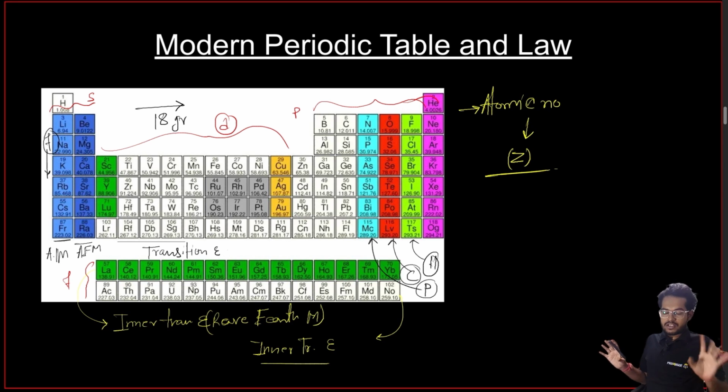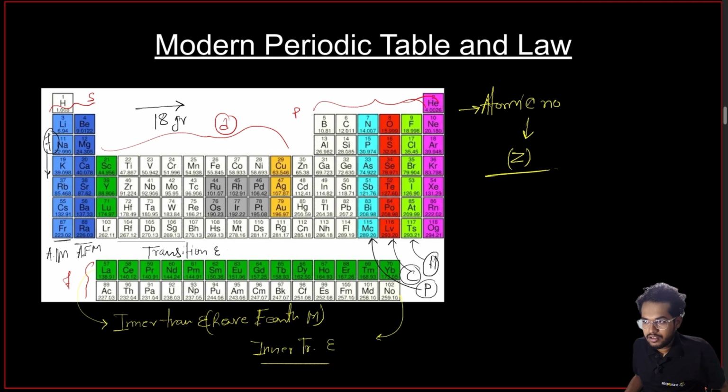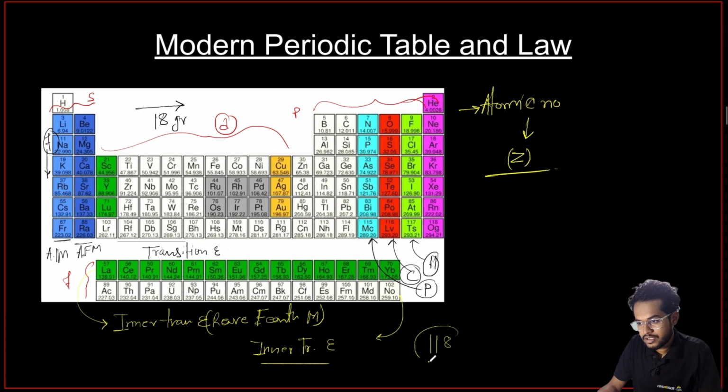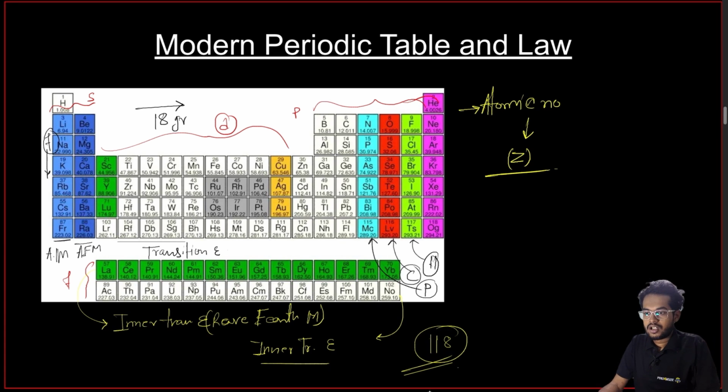Okay, so this is the overview of our modern periodic table and how it is formed, and let's look a bit in depth with it. Before going in depth, as you can see, our periodic table has a total of 118 elements.